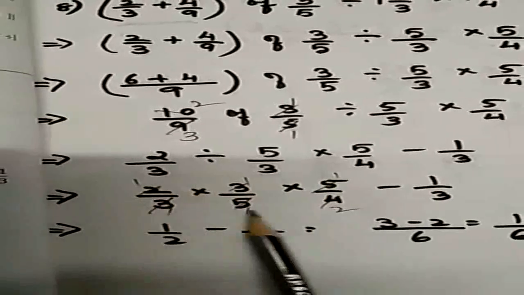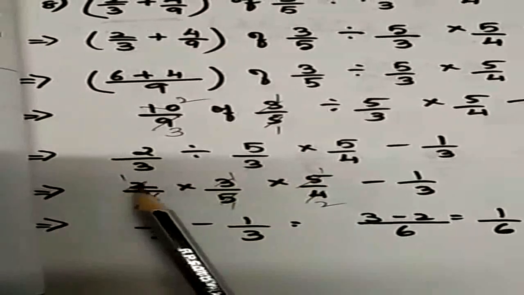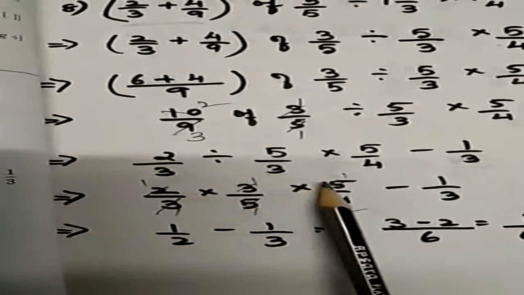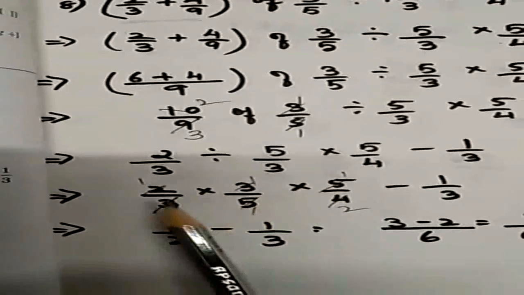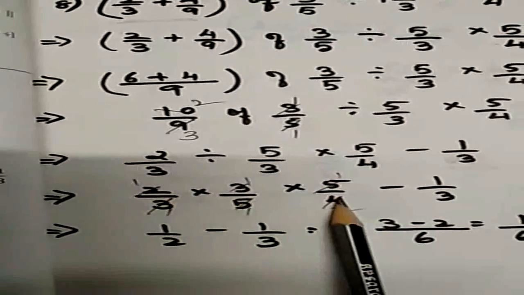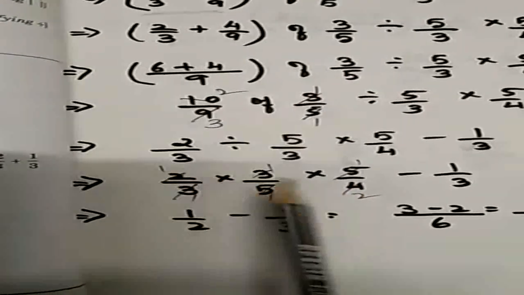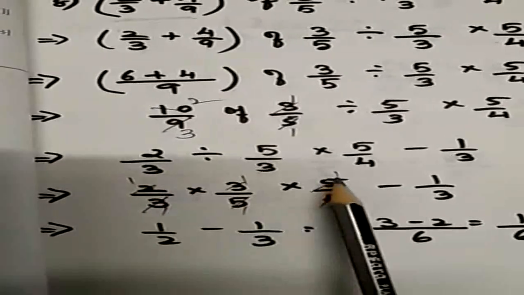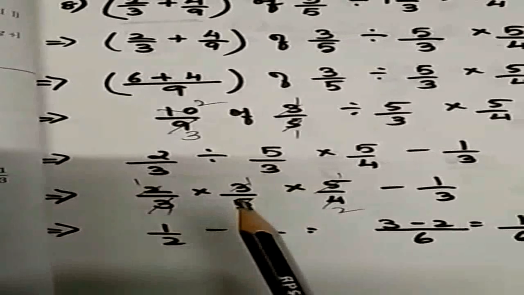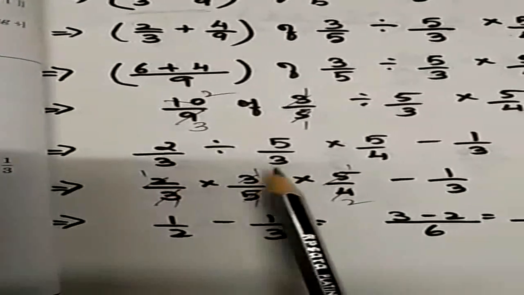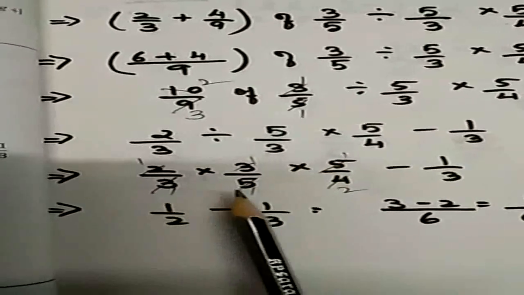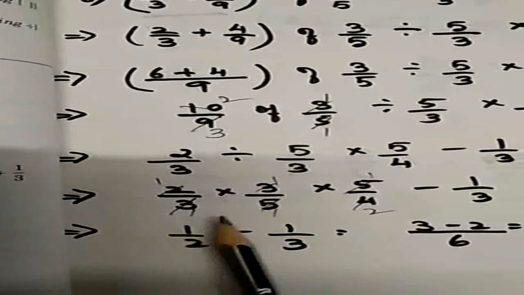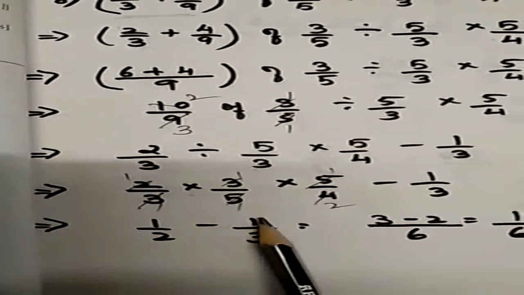Now all these 3 are in multiplication, so you can cancel any numerator with any denominator. This 2 and 4 will get cancelled: 2 1s are 2, 2 2s are 4. 5 and 5 will get cancelled. 3 and 3 will get cancelled. Write this answer in the next step. 1 into 1 into 1 is 1. 1 into 1 into 2 is 2. You have written the answer of this, minus 1 by 3.